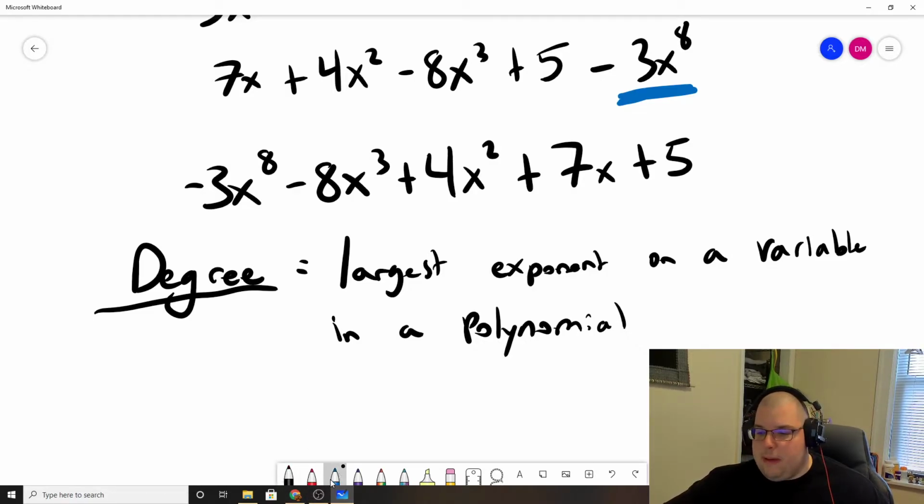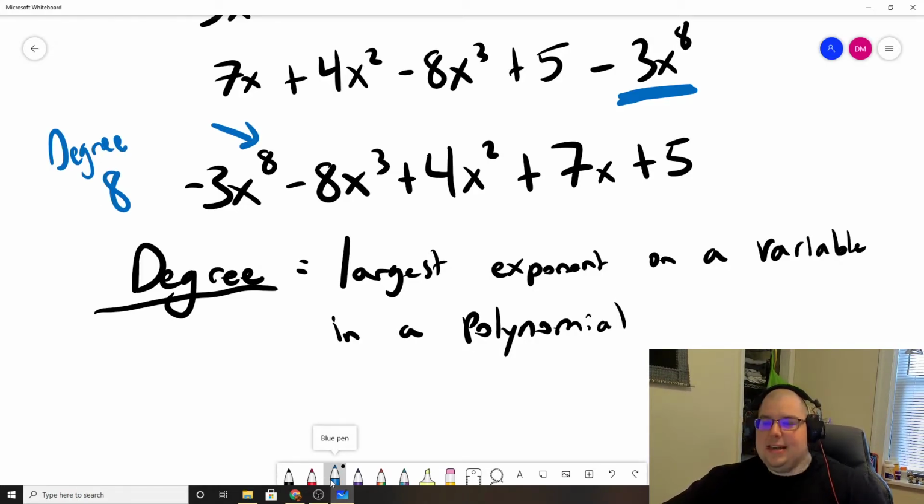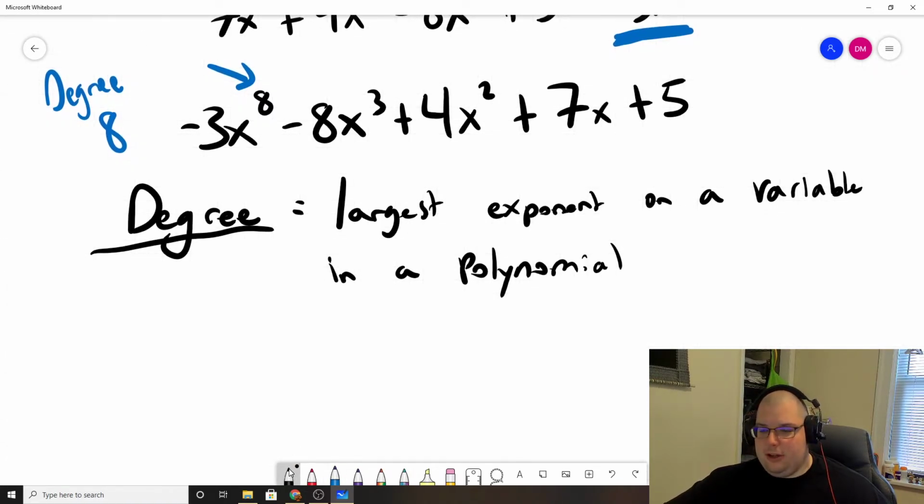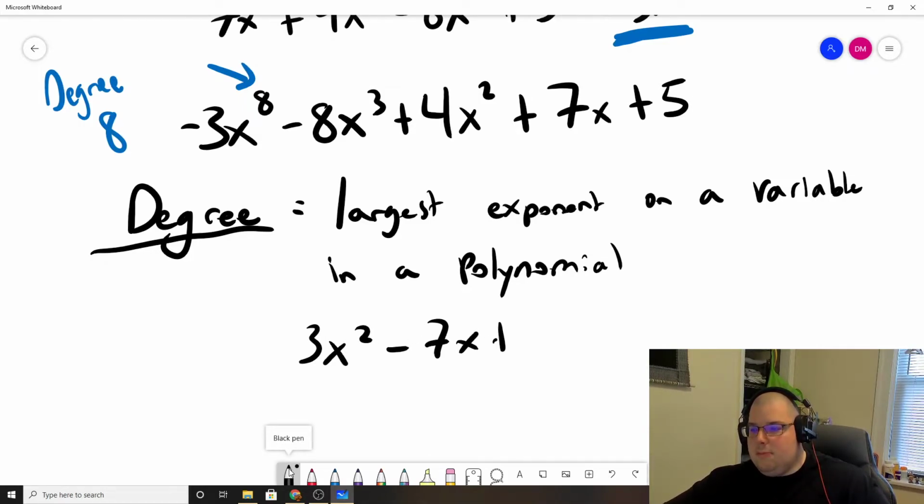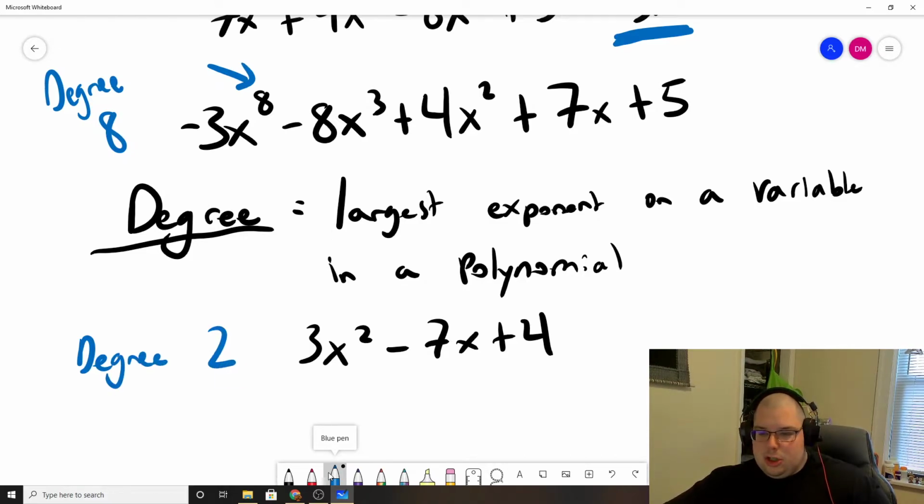So up here, this polynomial that I just listed would be a degree 8 polynomial, because this 8 is the largest exponent on the variable. If I look at something like 3x squared minus 7x plus 4, this would be a degree 2 polynomial. Degree 2, because of this 2 in the exponent. So we're always looking for the largest exponent, and that tells us the degree of the polynomial.